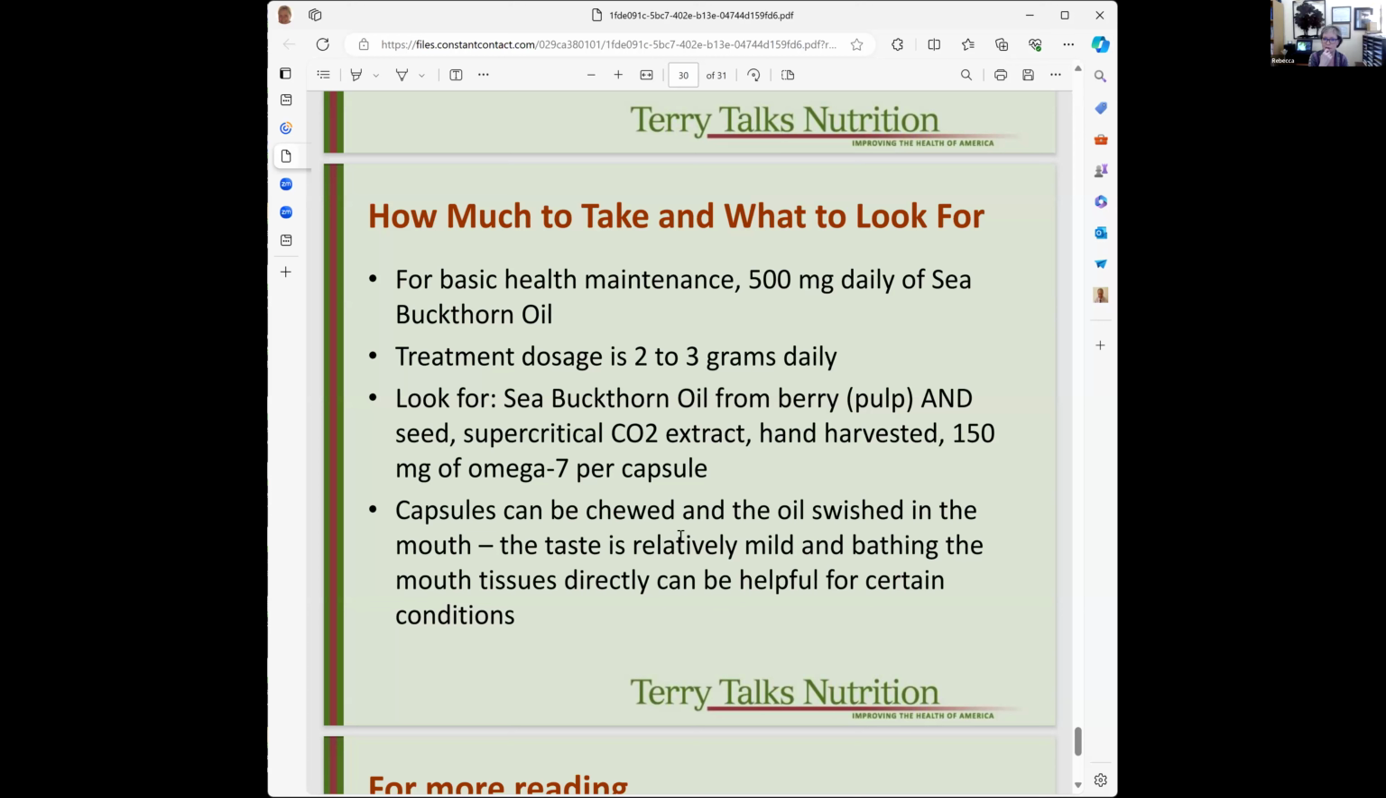So I think that this is very interesting. Capsules can be chewed and the oil swished in the mouth. The taste is relatively mild, and bathing the mouth tissues directly can be helpful for certain conditions. Right to your point, Brad, that you sent me this morning. Yes, right? What it does for you when it's actually in your mouth, never mind once it gets into your system, but the topical effects that it has right there. Very, very cool.